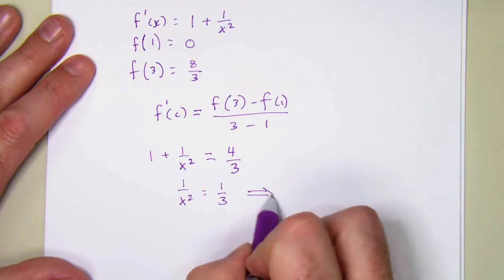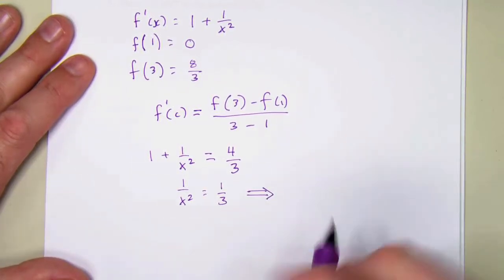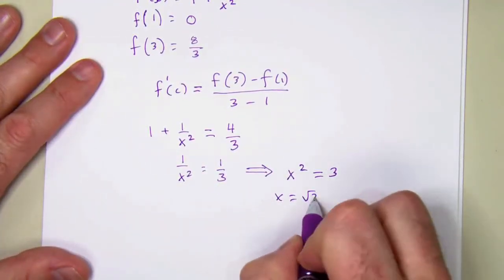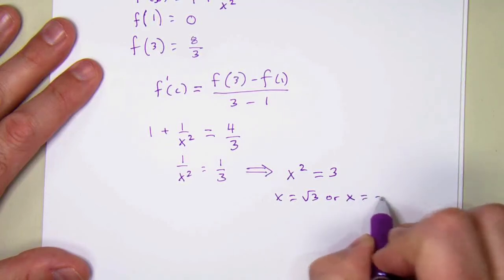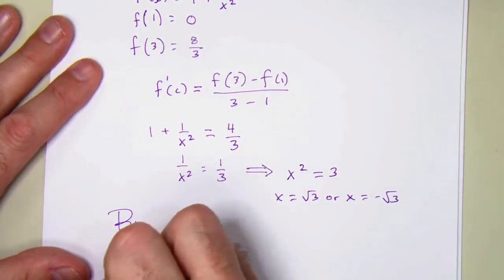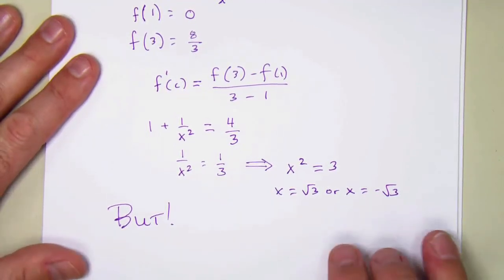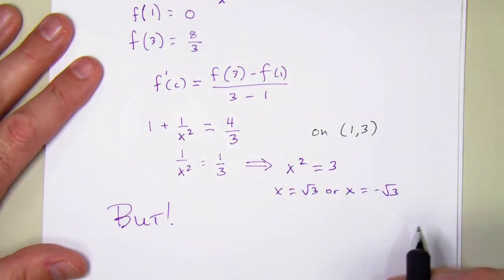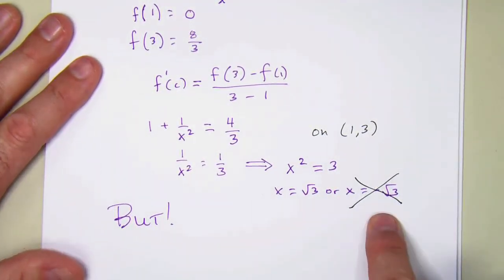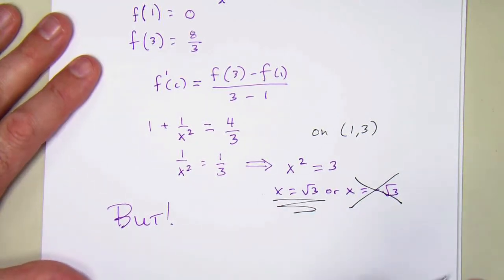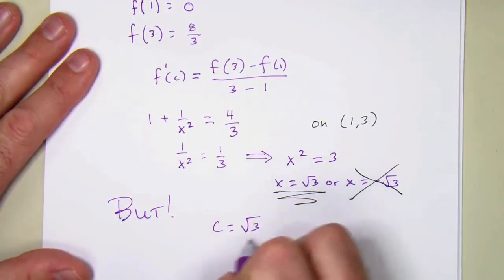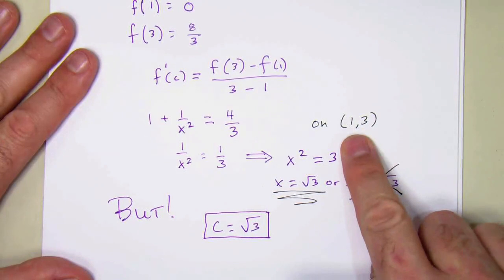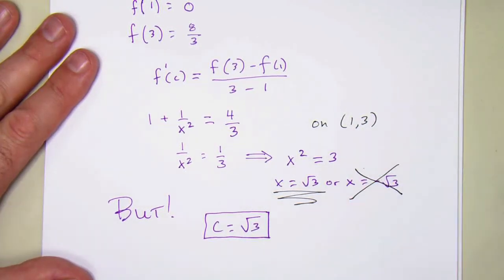And then it just happens to be a fact that if 1 over x squared equals 1 over 3, then x squared must equal 3. And that gives us two solution values, x equals root 3 or x equals negative root 3. But before we get carried away, the mean value theorem is defined on an interval, and since we're looking at the interval from 1 to 3, we are going to ignore the solution that doesn't fall into that, and this is the value that's guaranteed. So the value of c for this problem that satisfies the conclusion of the mean value theorem is the square root of 3. Just for your information, the square root of 3 is about 1.7, and that definitely falls in this open interval.